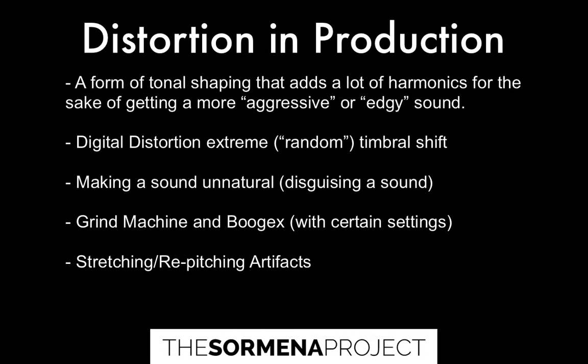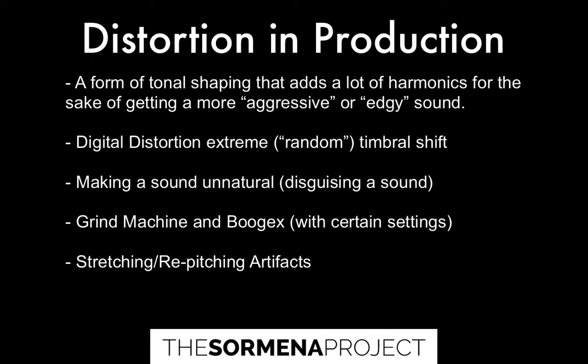So distortion in production. And these are all different examples of when you might use distortion during production. A form of tonal shaping that adds a lot of harmonics, like overdriving an amplifier, for the sake of getting a more aggressive or edgy sound, like we just talked about with the guitar. If we use digital distortion, this would be an extreme and, in many cases, random timbral shift. So if you're using a bit crusher, and people like the way this sounds, and they use it all the time in production. It just has a particular sonic quality that, for certain styles of music, works really well. But remember that instead of it being harmonic, as in following the harmonic series, we could have completely random partials popping up all over the place. That's what leads to that more harsh, really, there's no other way of describing it, bit crush sound. And you all know the sound, you've all heard it before.